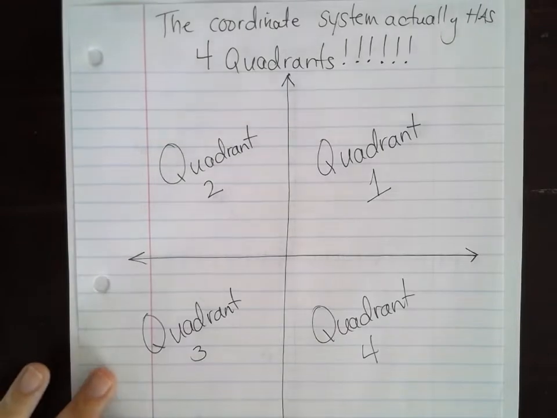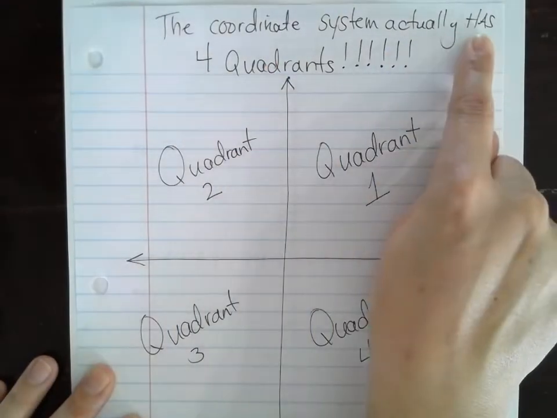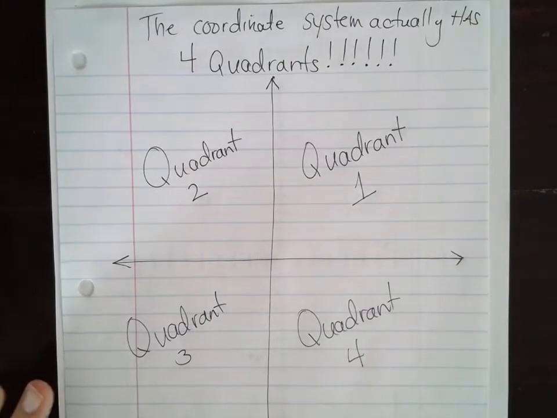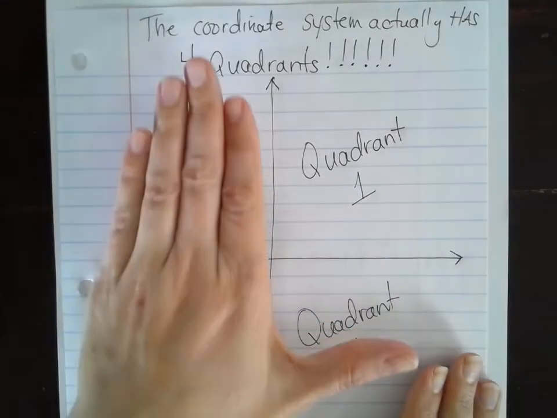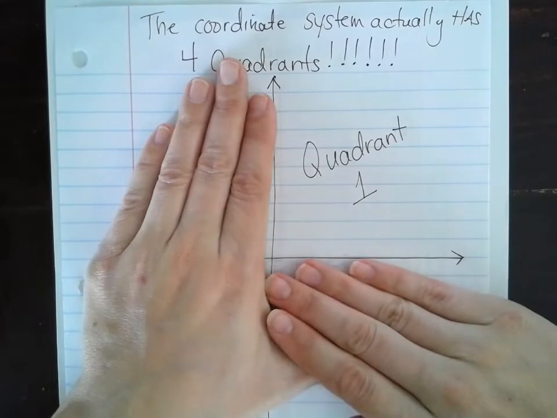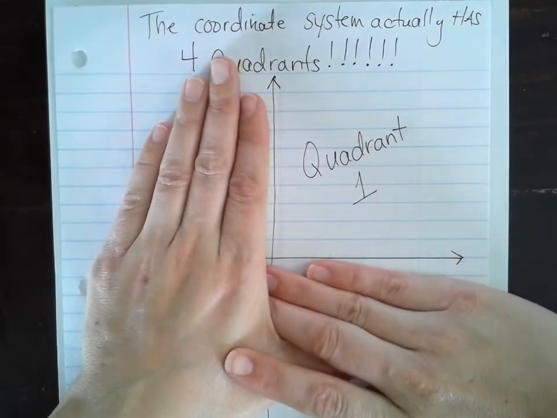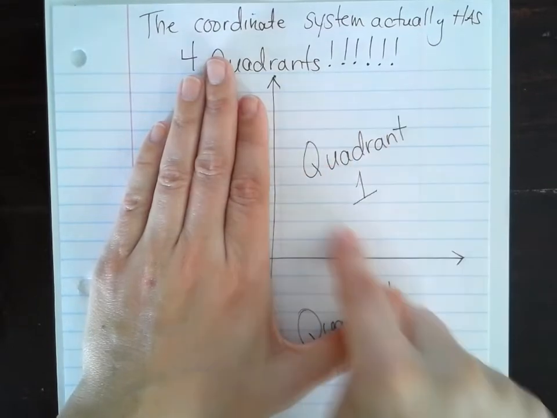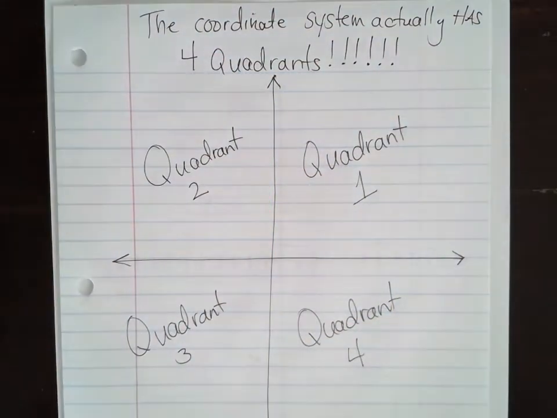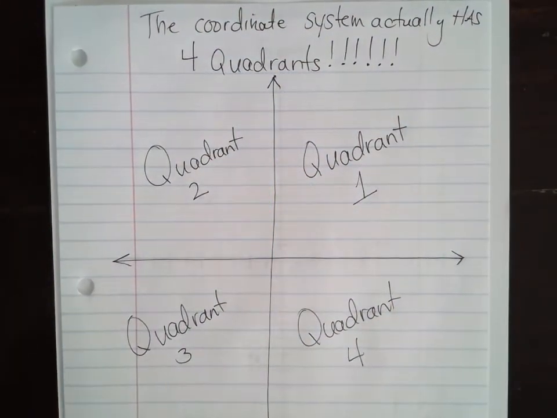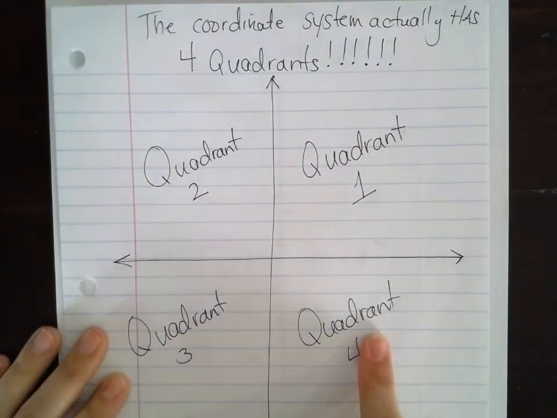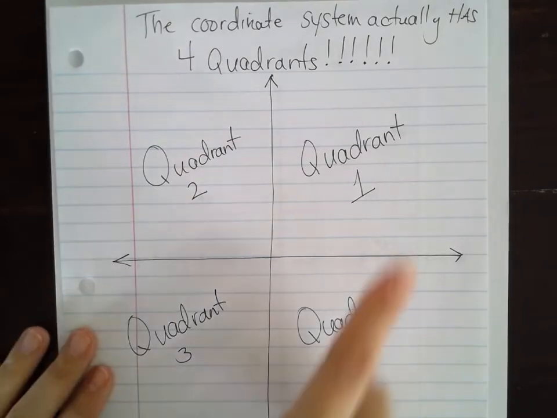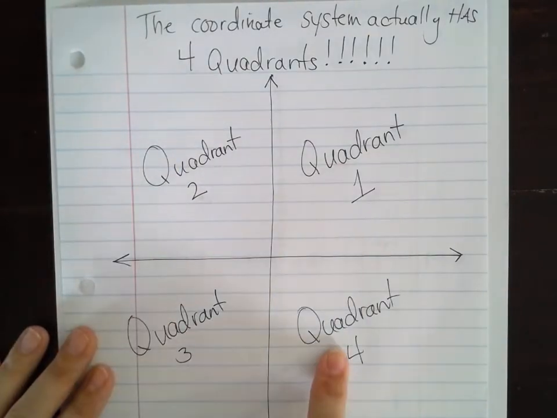So the coordinate system actually has 4 quadrants. So you're like, what, Miss Grigsby, you're crazy. It's true. So what happens is when you all are in 5th grade, you only see this quadrant, and that's the one we've been working with, quadrant 1. So you all only see and work in this quadrant. Well, when you get into middle school and high school, you end up working with all 4 quadrants. I know, crazy, right? So what happens is the way that the quadrants are labeled is it goes counterclockwise.